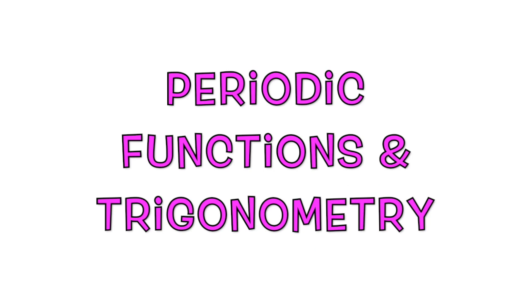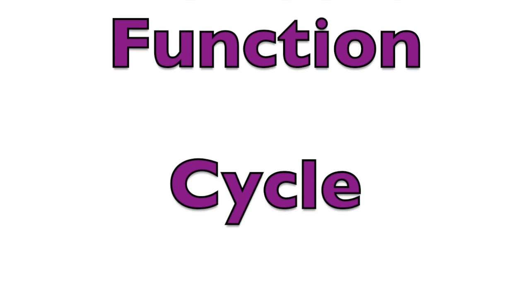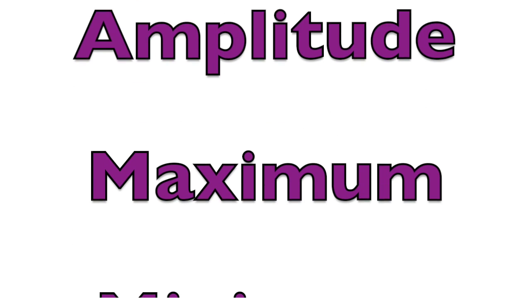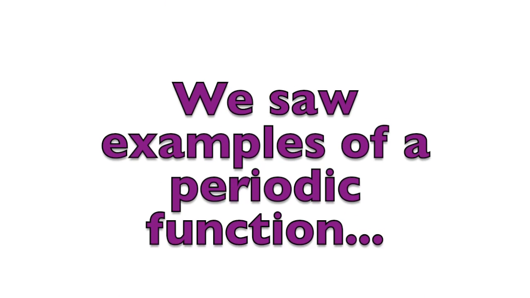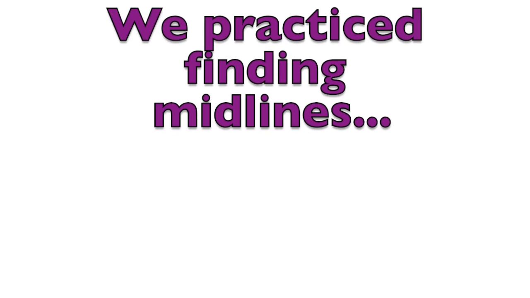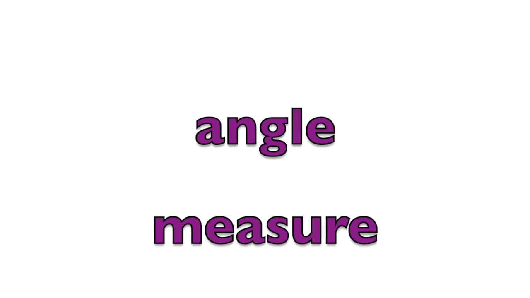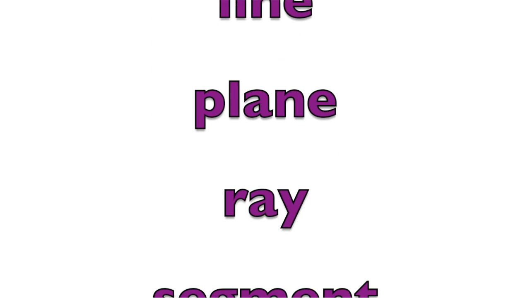Hey guys, so we're starting our second section of our new unit. The new unit, hopefully you remember, is called Periodic Functions and Trigonometry. In the first section, we learned what a periodic function is, what a cycle is, amplitude, maximum, minimum, things like that. We saw examples of a periodic function. We practiced finding midlines, but now we're going to work on angles, their measure, vocabulary.